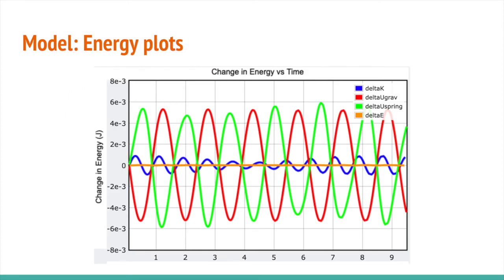Now to answer the what-if questions. In the energy plot graph below, you can see that the energy principle is satisfied. The energy principle states that the change in energy is equal to the work done. With our system including the Earth and the spring mass, there is no work done. Thus the change in total energy should be zero, as shown by the orange line in the graph.